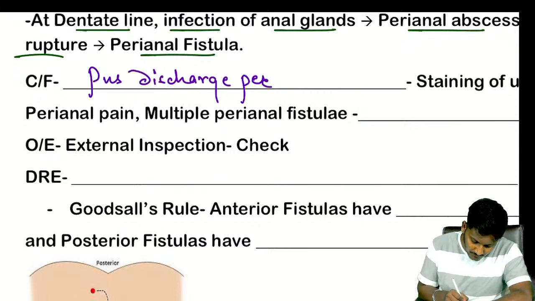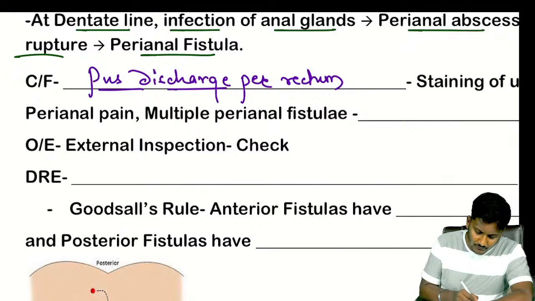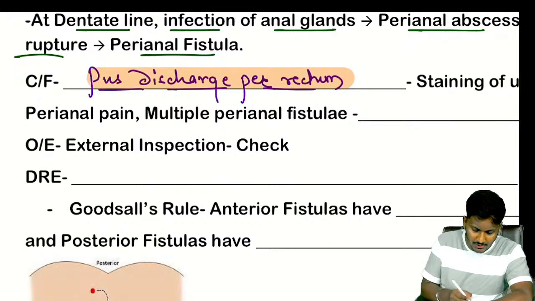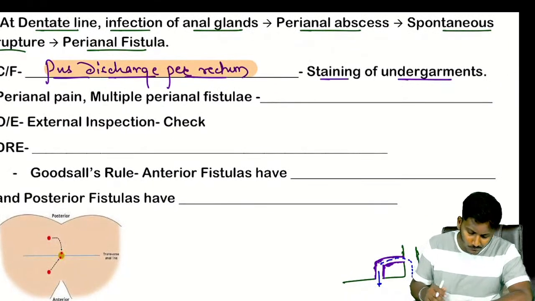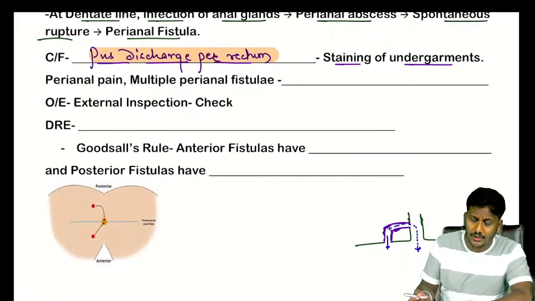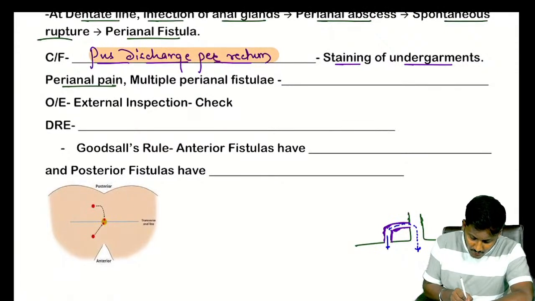That is very classical. And due to this pus discharge from the rectum, from the opening basically, the patient will also have staining of the undergarments, right? Due to that pus, definitely the undergarments of the patient are going to stain. As there is infection in the surrounding area, obviously the patient is going to experience a lot of perianal pain.